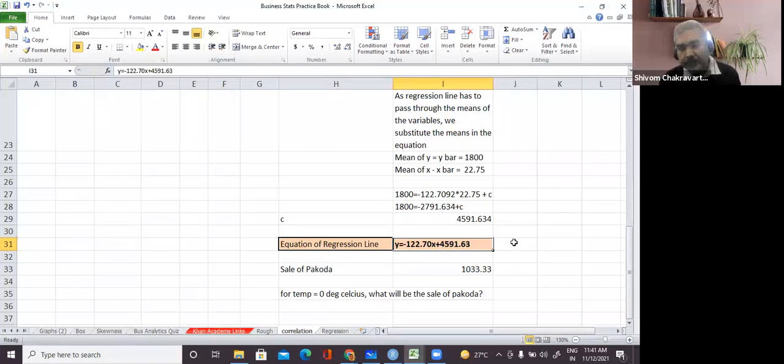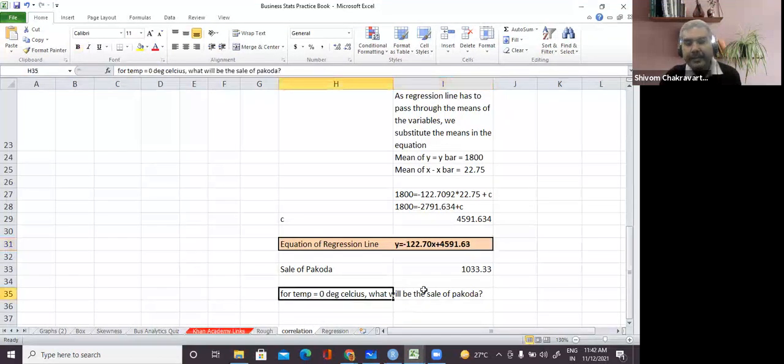Then we will move on to discuss the third important point, that is finding out how good is the regression line in this situation. How well the regression line is representative of the actual data points, that we will find out. First, please try to answer this. If the temperature is 0 degrees Celsius, what will be the sale of pakoda on that day?